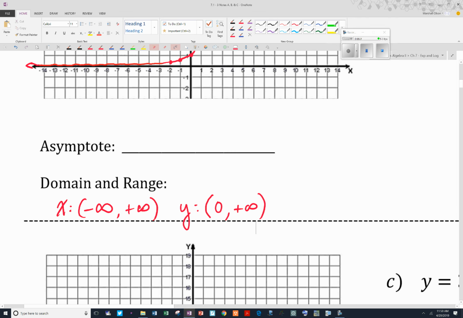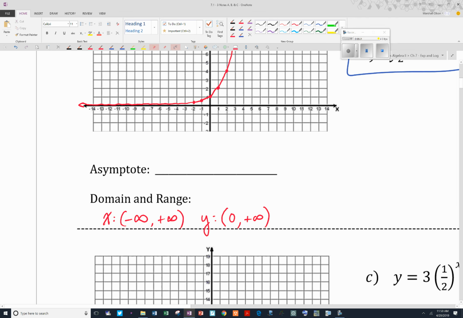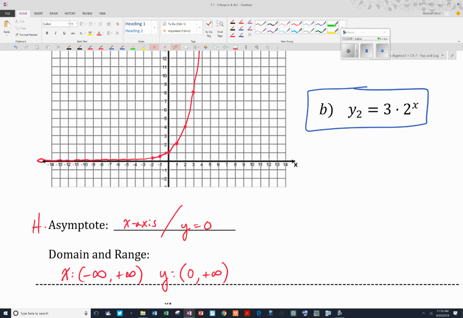Okay? All right. That means that there's an asymptote right there, a horizontal asymptote that tells us about the left end behavior of this function. That asymptote is the x-axis, or y equals 0. And it's a horizontal asymptote. Exponential functions have horizontal asymptotes. All right, if you haven't yet, go ahead and graph that blue function.